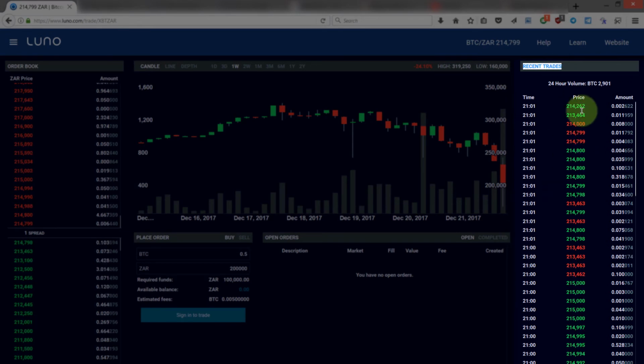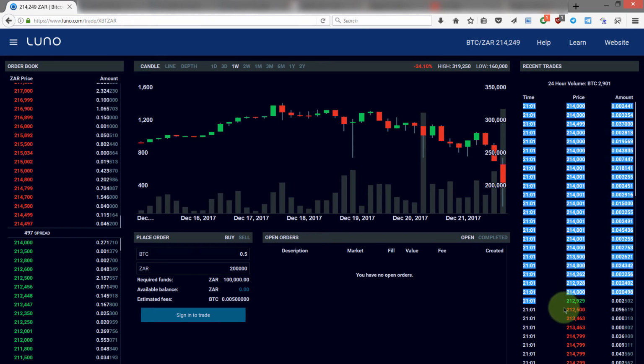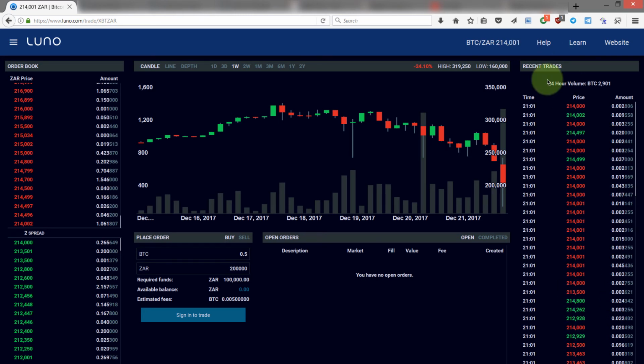And finally, on the right-hand side, we have recent trades. And all these are people coming into the markets and either buying or selling at the current asking price. All these are orders in the order book currently being fulfilled. So if I had an order in the order book for this 214,000 and someone came in and bought it, that trade would be listed here.